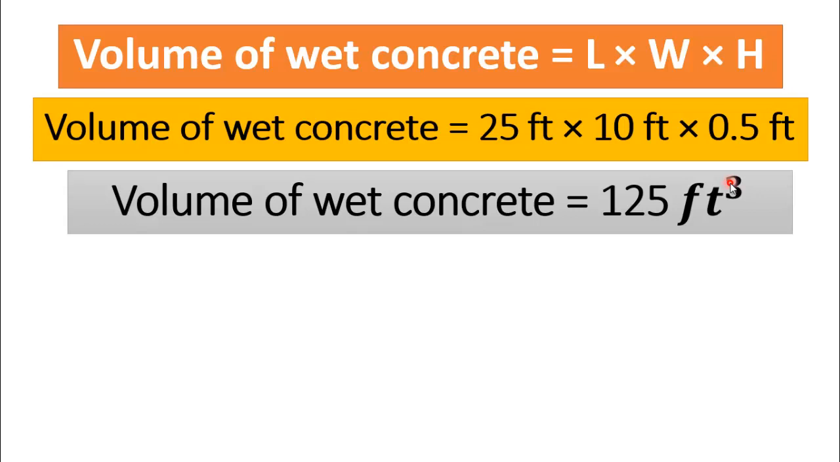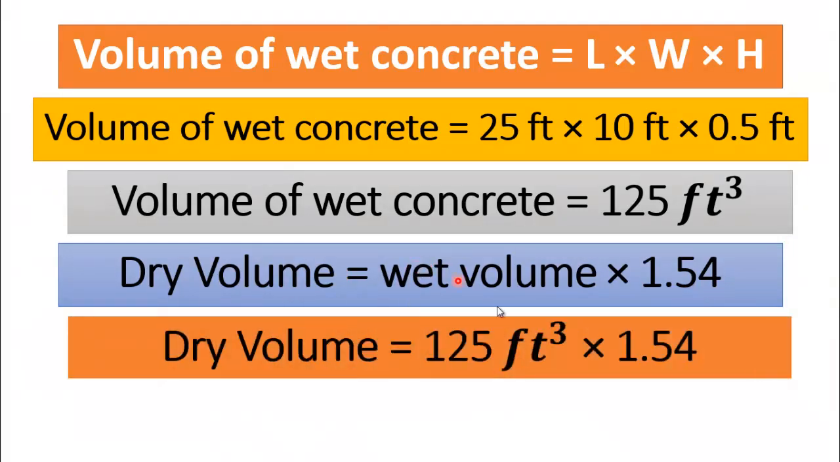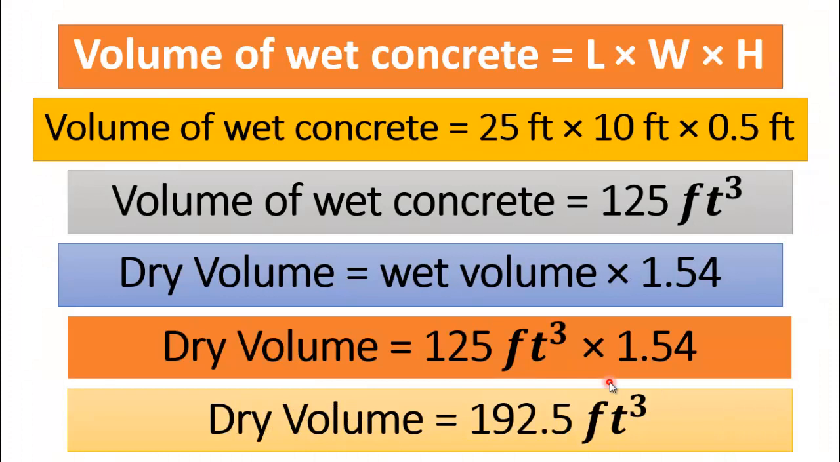For quantity estimation of material we need the dry volume. Dry volume is more than the wet volume. So to find the volume of dry concrete we just need to multiply this wet volume by a factor of 1.54. So putting in the value of wet volume, dry volume is 125 cubic feet, which is the wet volume of the concrete, multiplied by 1.54. After simple calculation we will get the dry volume of concrete as 192.5 cubic feet. Now this is the dry volume of material required for this slab.